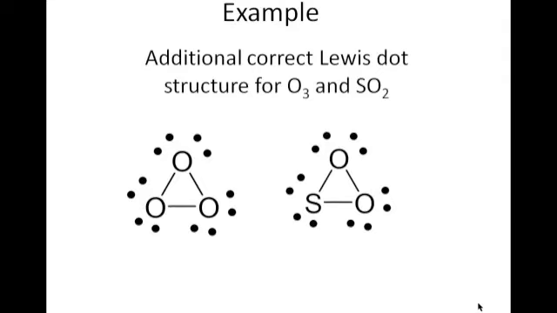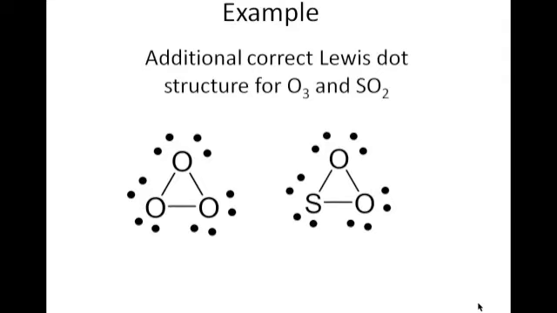Now I want to point out to you that there are some additional acceptable Lewis dot structures for the formulas O3 and SO2, and I'm showing those to you here. If you count the electrons in each of these structures, you'll come up with 18 electrons. Each of the atoms has their valence satisfied, or their octet satisfied. So these are perfectly acceptable Lewis dot structures. The only problem is that they're not the correct structure for the molecules.